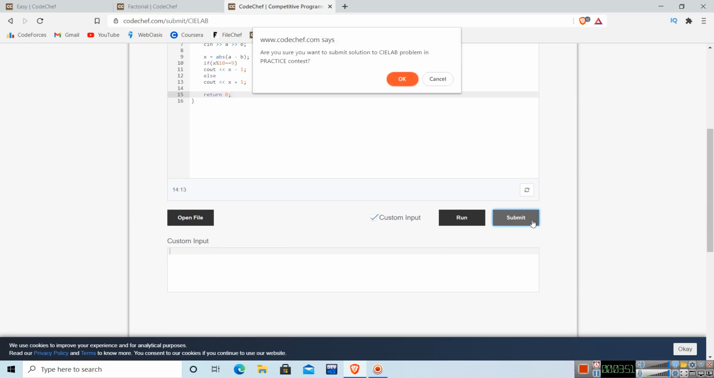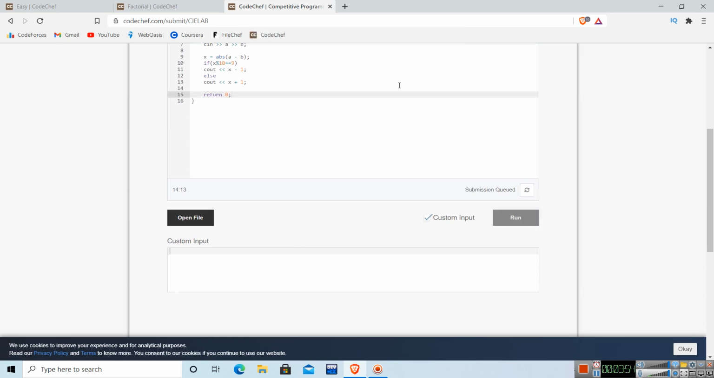Okay, so let's see, submit. This is a pretty easy problem if you ask me. It just requires some thinking, but yeah, better than CodeChef, Codeforces easy problems. So let's see.